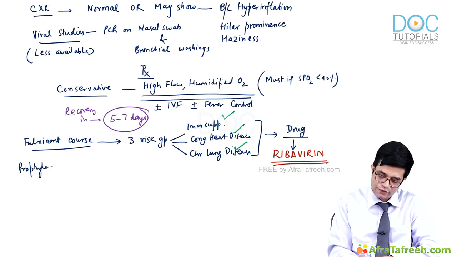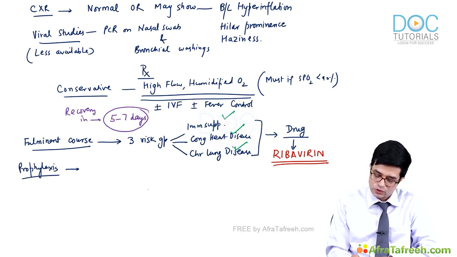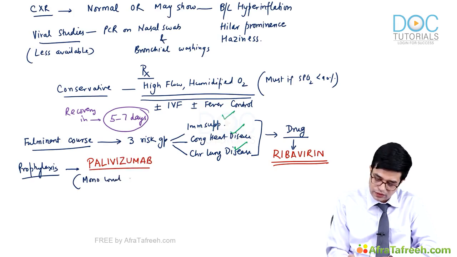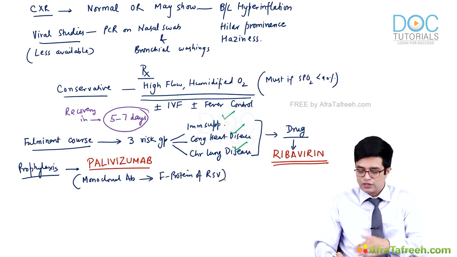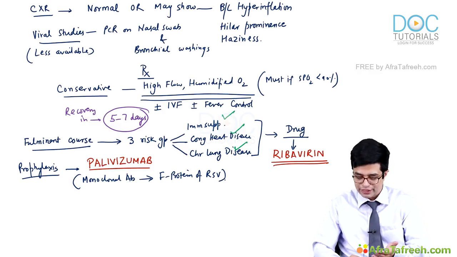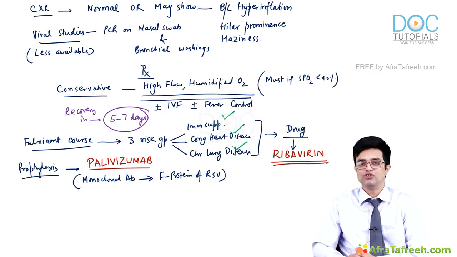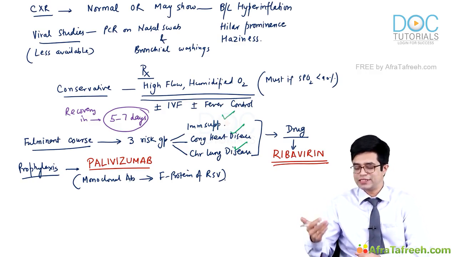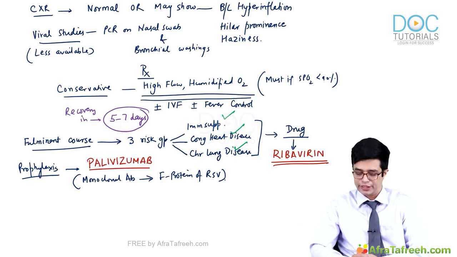So prophylaxis of RSV can be done by a drug known as palivizumab. Palivizumab is a monoclonal antibody directed against F protein of RSV virus. In children who have these risk factors, there is a community outbreak or a season of bronchiolitis has come. Lot of cases are coming. To prevent the child from developing bronchiolitis, we give palivizumab injection. Palivizumab is a long-acting monoclonal antibody and protects the child only if there is a specific risk factor present. Normally, palivizumab is not indicated.